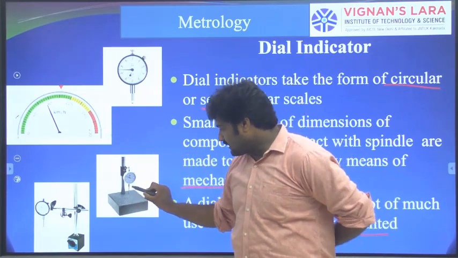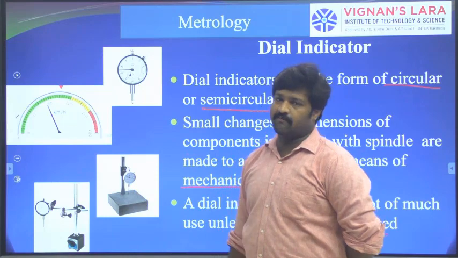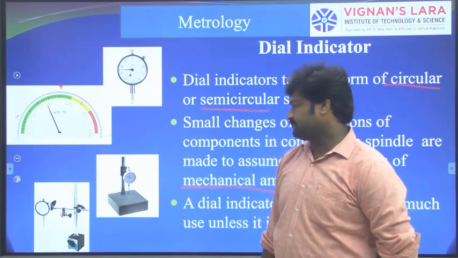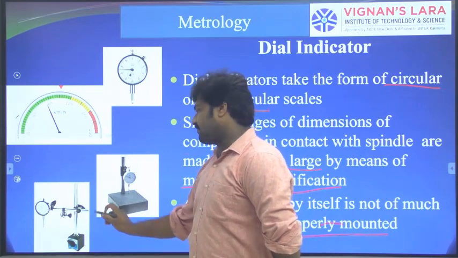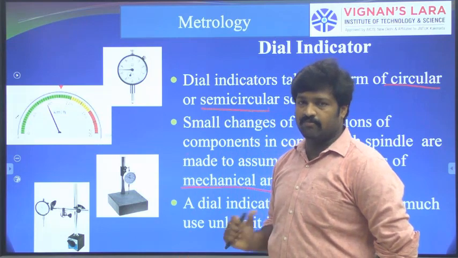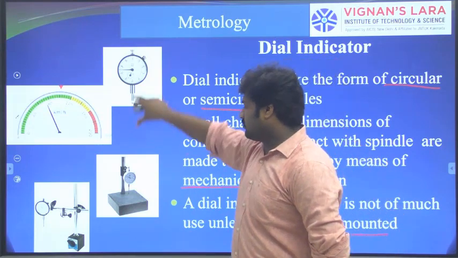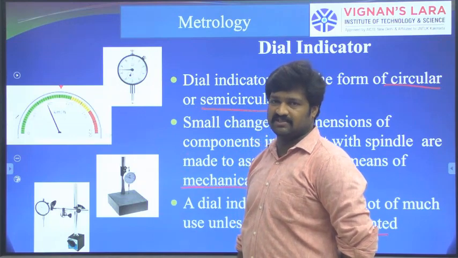If the dial indicator is properly mounted, then only we can use it as a good comparator or good measuring instrument. So here these are the stands. We connected our dial indicator to the stands. Then only we can use our dial indicator in a good manner. Without these stands, with only a dial indicator, it's not of much use.